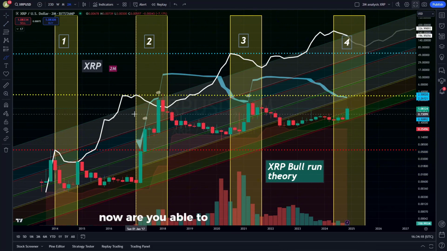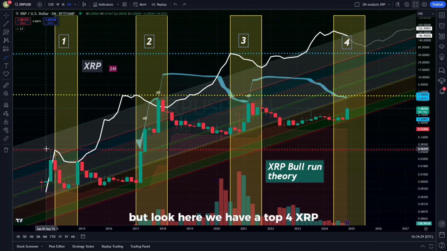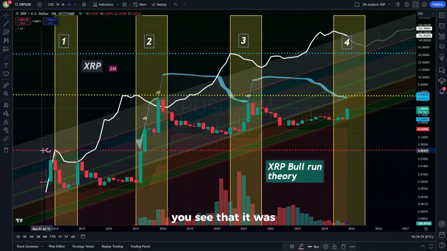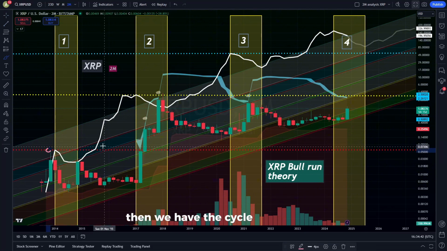Now, are you able to see already a pattern? Yes, me, I can do it, okay? You will share with me what you think about it. But look, here we have a top for XRP, right? With this candle. And if we circle it, you see that it was right at the level of the top of Bitcoin. This is amazing, guys.